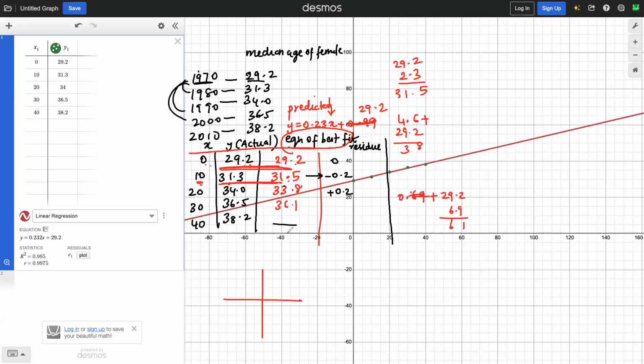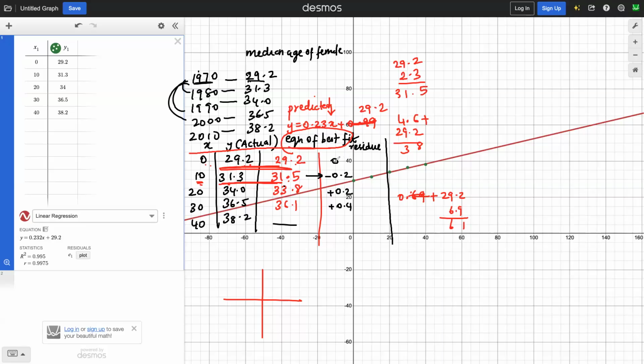Then this one you have to calculate. You got it? This one we already calculated, right? Actual minus predicted, right? So that would be actual minus predicted is 0.4, plus 0.4. Make sense, guys? Some residuals will be positive, some residuals will be negative, correct?